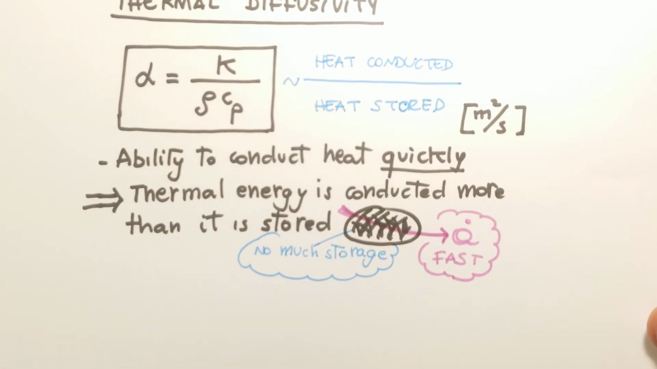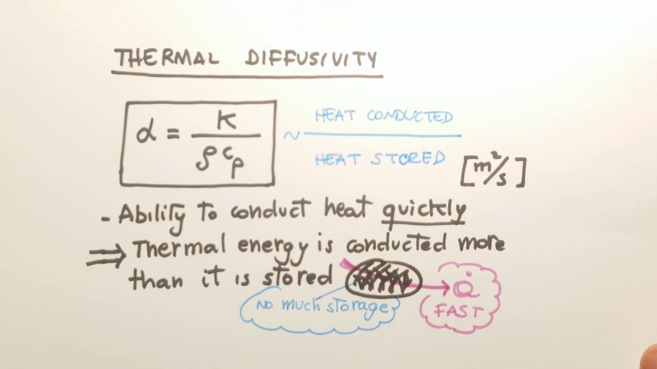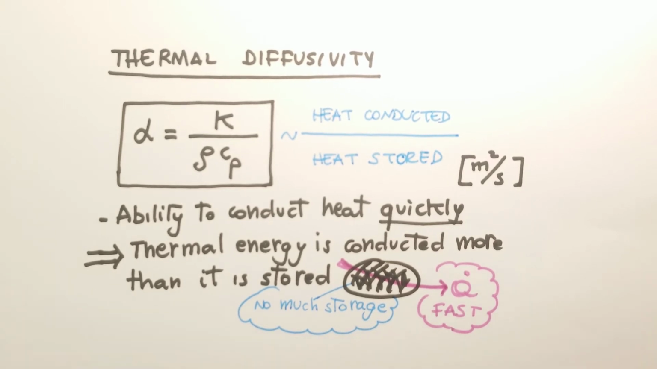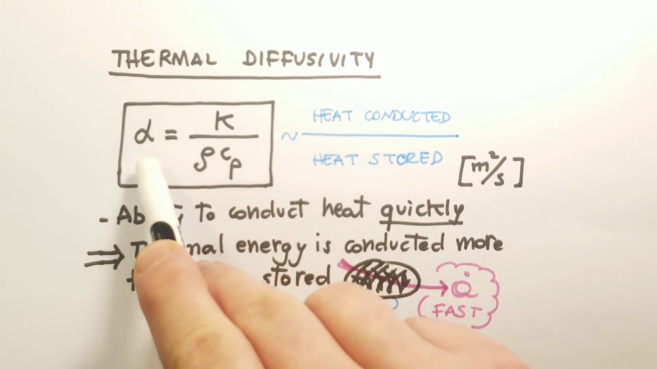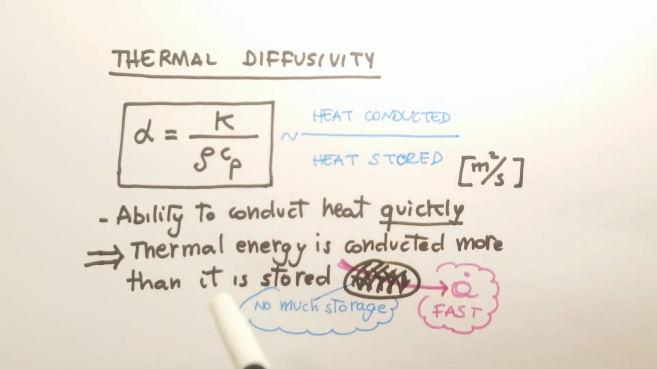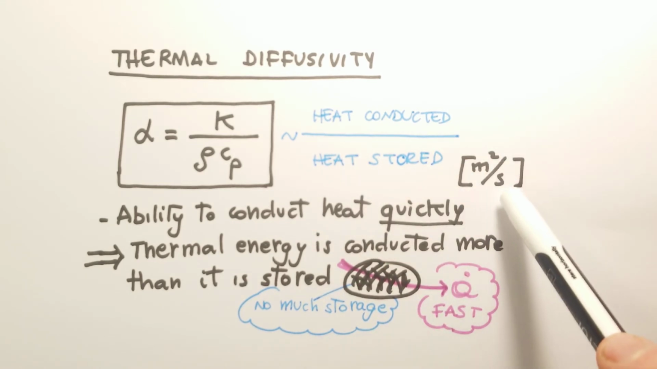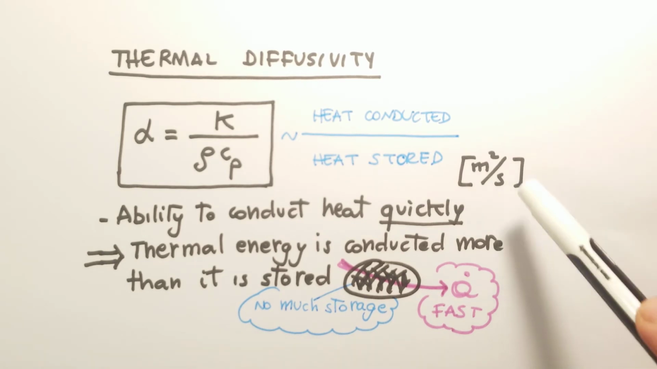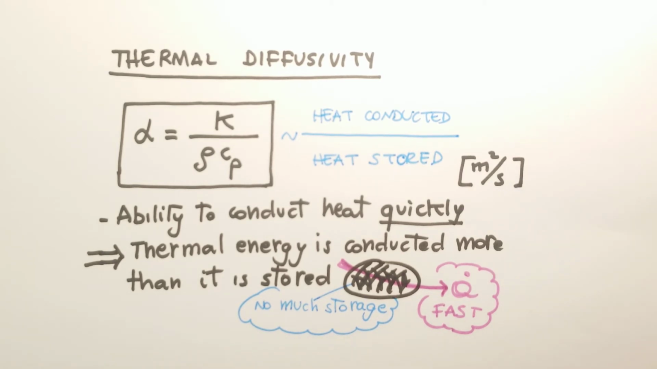Another very important concept in heat conduction is the one of thermal diffusivity. So thermal diffusivity, called alpha, is defined as K divided by rho Cp. So K is the thermal conductivity, rho is the density of the material, and Cp is the specific heat. The thermal diffusivity expresses a ratio between the heat conducted and the heat stored. These are the units, meters squared divided by seconds, the same unit as kinematic viscosity.